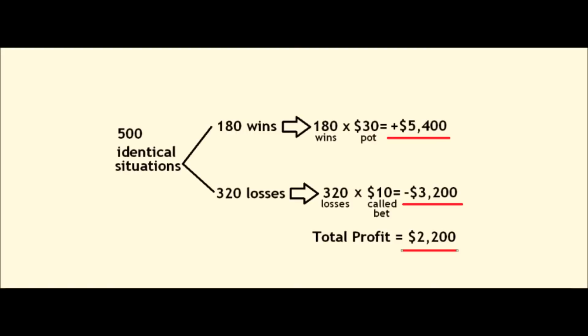Over the course of 500 identical situations, we will find that with our 36% chance of winning, we will win roughly 180 times and lose 320. Each of our 180 wins will earn us a $30 pot. As a total, this is a gain of $5,400. Each of the 320 losses will cost us the $10 that we put into the pot to call the bet made by our opponent. As a total, we are losing $3,200. So our net profit over the course of 500 identical hands is $2,200, thus illustrating that when risk is being outweighed by reward, it is profitable to proceed.